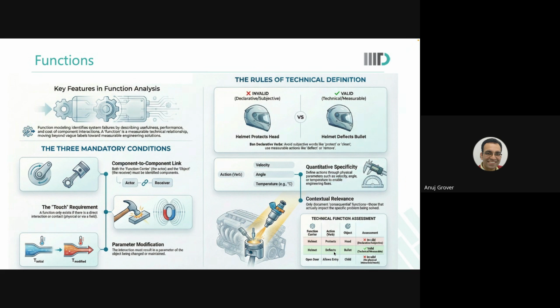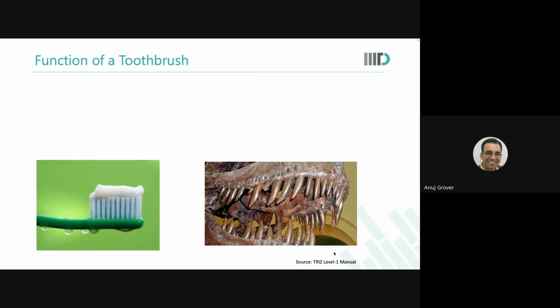So now we will do the toothbrush. All of you clean teeth. So what is the function of a toothbrush? These are teeth of a dinosaur. What is the function of a toothbrush? To remove the germs. To remove the food particles. To reach every part of our mouth cavity. That is the function of a toothbrush?